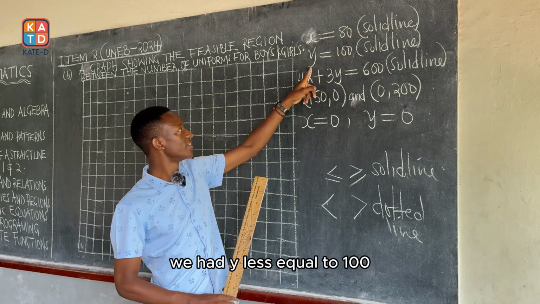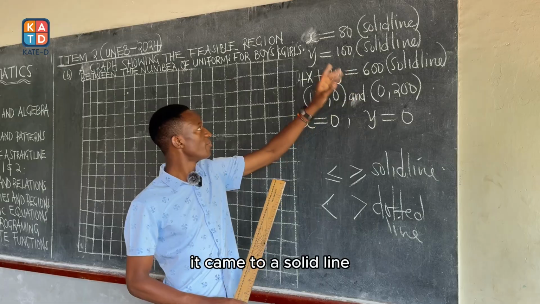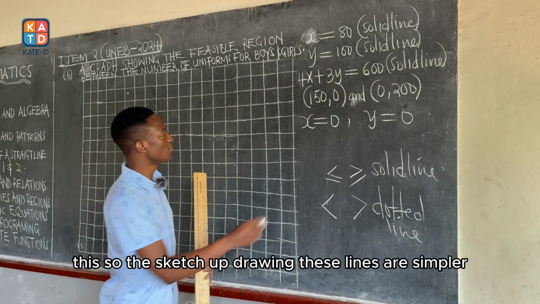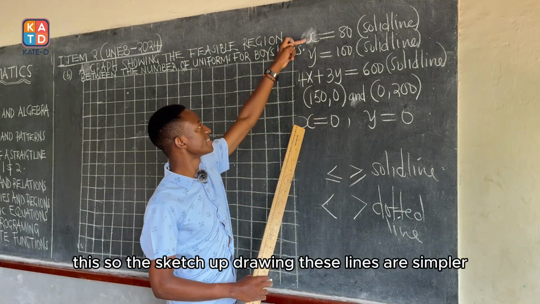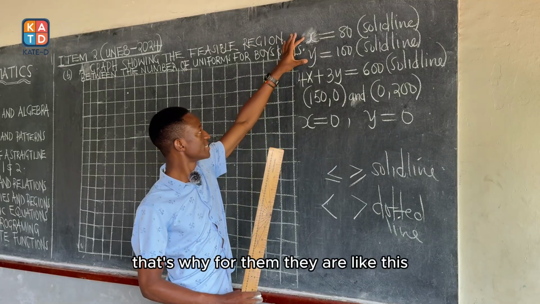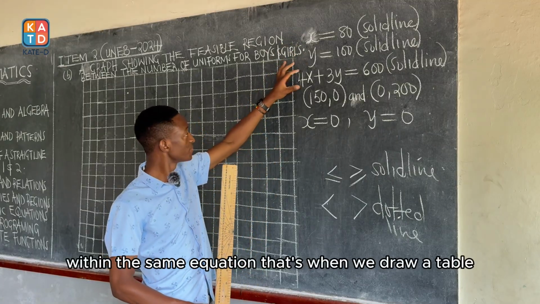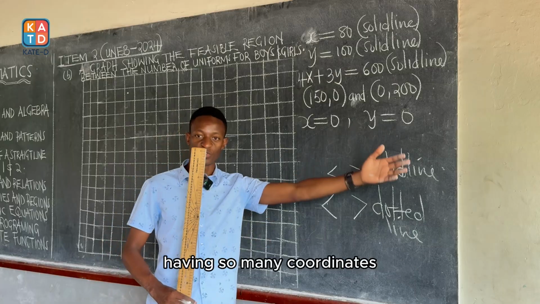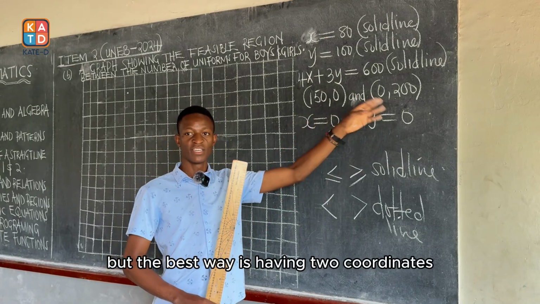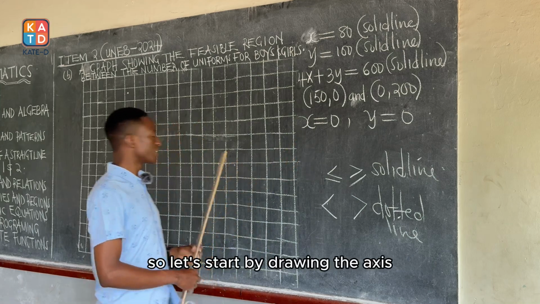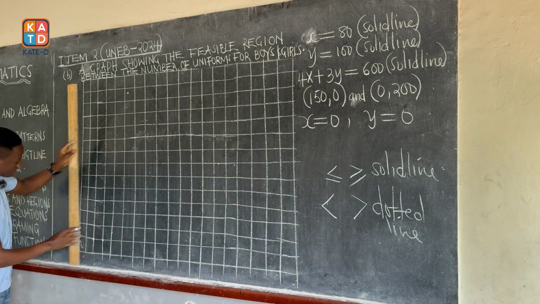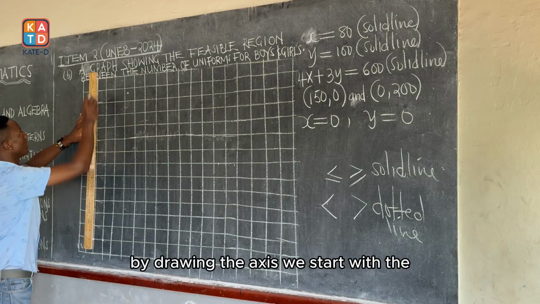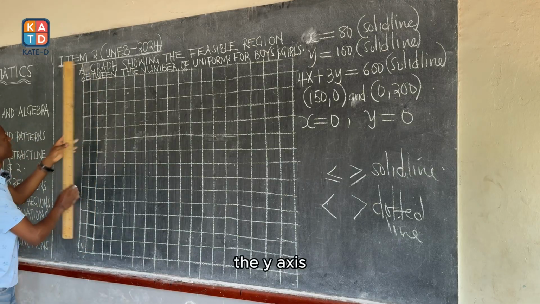We had y less or equal to 100. It came to a solid line. All of them had the equality on them. That's why they became solid lines. On sketch drawing these lines are simpler. That's why for them they are like this. But when you go to two variables within the same equation, that's when we draw a table to come up with it. Any two coordinates. Some people always have an option of having so many coordinates, but the best way is having two coordinates. So let's start by drawing the axes. By drawing the axes, we start with the y-axis.